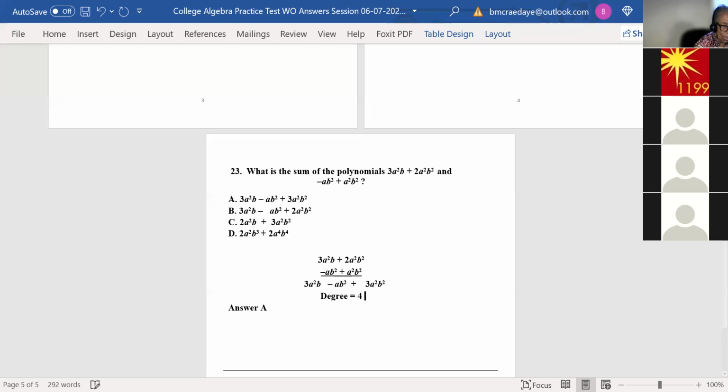Now, Audrey, what's the leading coefficient? 3. That's right. Leading coefficient, that's the 3 that's on this 3a squared b squared. So the leading coefficient is 3. Okay.